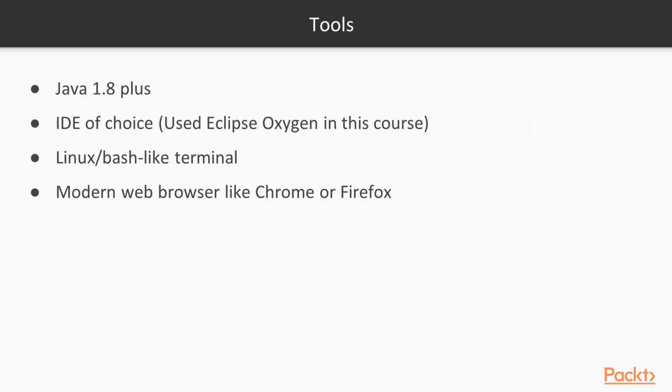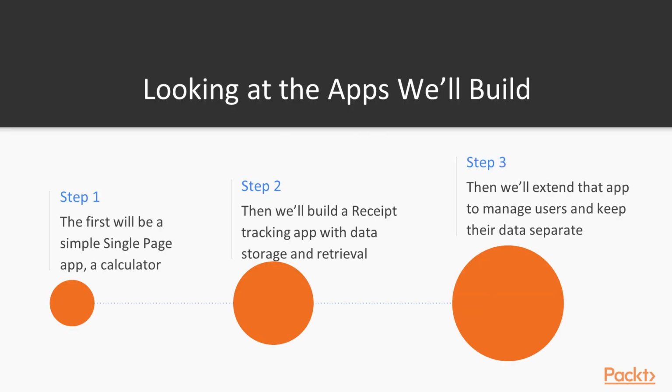The tools we'll use include Java 1.8 or newer, a Java IDE, preferably Eclipse. That's what I'll use in the videos, and you can use whichever you feel most comfortable with. We'll also need a terminal window with a Linux-like interface like Bash, and finally a modern web browser like Chrome or Firefox. We'll first build a simple single-page application, a calculator. Then we'll start with a receipt tracker application that we will use AWS to store images. Lastly, we'll extend that application a few times with Lambdas storing to DynamoDB and Cognito for user management.